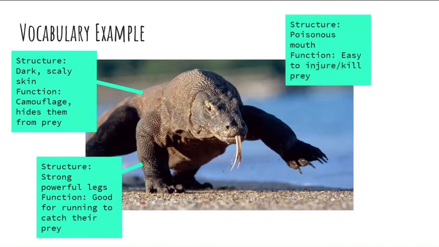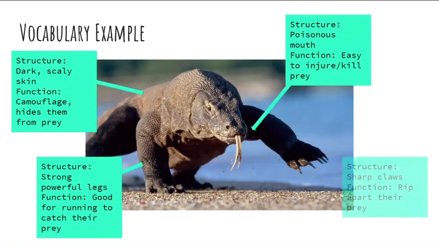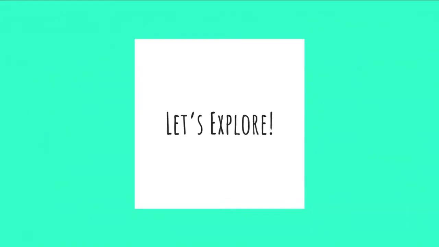The Komodo dragon has a poisonous mouth. Its saliva is poisonous. Its function is to easily injure or kill prey. The Komodo dragon has very sharp claws. The function of their claws is to rip apart their prey. Now I'm going to hand it off to Tavon to get you started on your activity.